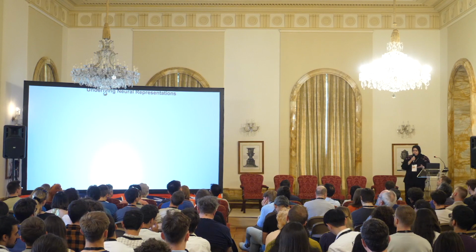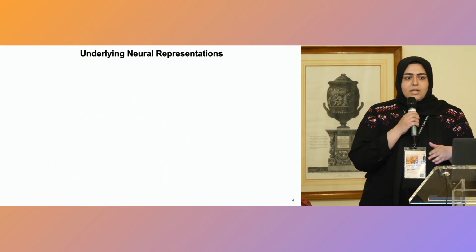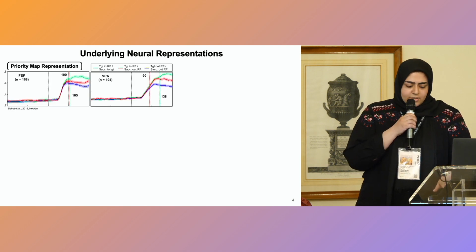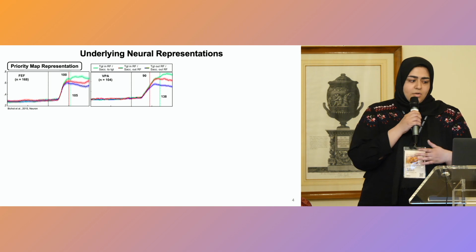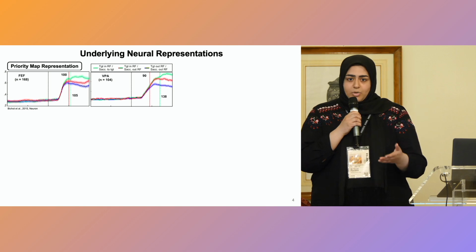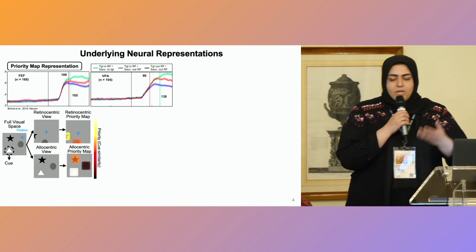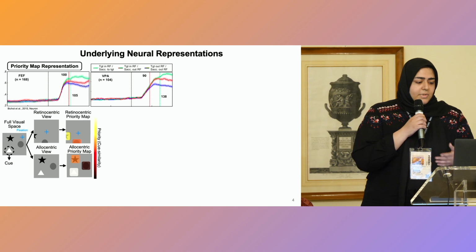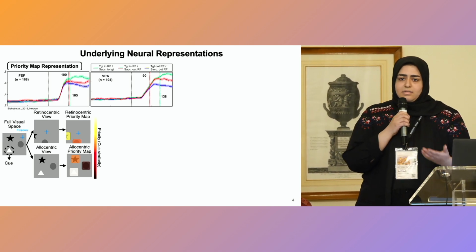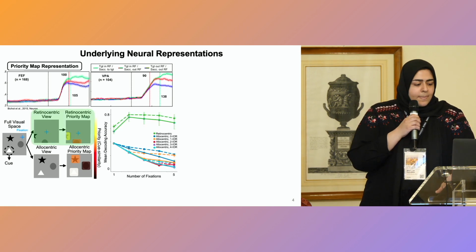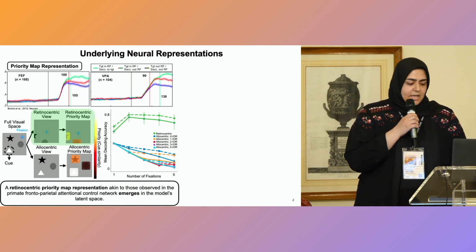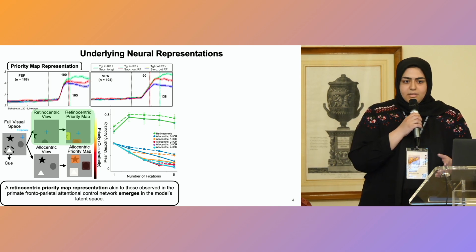So the model behaves like humans, but we wanted to see if it's doing so relying on similar neural representations as those in the primate brain. We first looked at the priority map representation, which is known to be encoded along a network of frontoparietal areas such as FEF and LIP in the primate brain. We looked for it in the model's latent space. This is thought to be either retinocentric, dependent on the current fixation location, or allocentric, independent of the current fixation location. Similar to the primate brain, we found the retinocentric priority map representation emerging in the model's latent space.